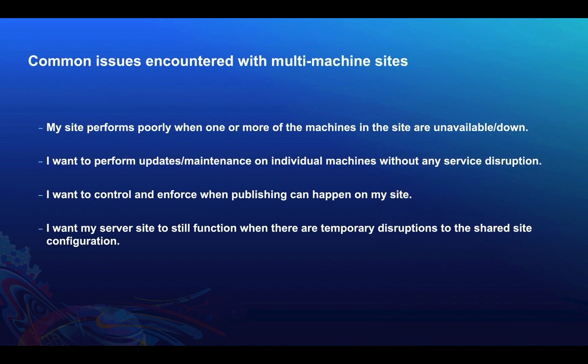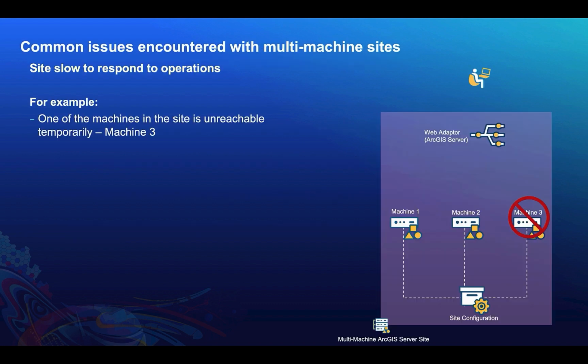With that understanding, let's now take a look at some common issues that our customers have reported with multi-machine sites and look at some functionality that can mitigate those. First, my site performs poorly when one of the machines in a multi-machine site is unavailable, not reachable, or down. So you have an ArcGIS Server site with multiple machines or nodes. There's always the chance, especially when you have several nodes, that one or more of them could be unavailable. Unavailable could mean ArcGIS Server is down on that machine, or the machine itself is down, or there are connectivity issues to that machine.